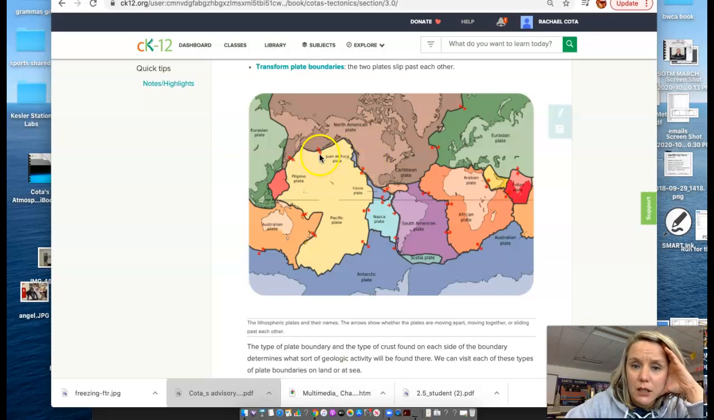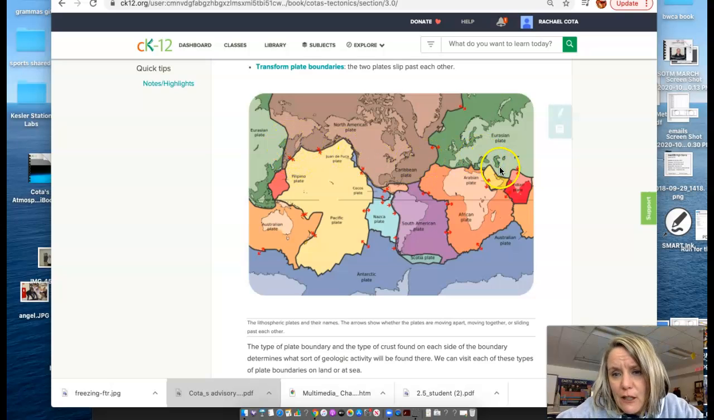And then up here, we have a convergent boundary. See how the arrows are pointed towards each other? So these two boundaries are actually pushing together and one is subducting underneath the other. Okay? That is going to happen. Subduction will happen more often when we have continental and oceanic crusts or boundaries meeting.